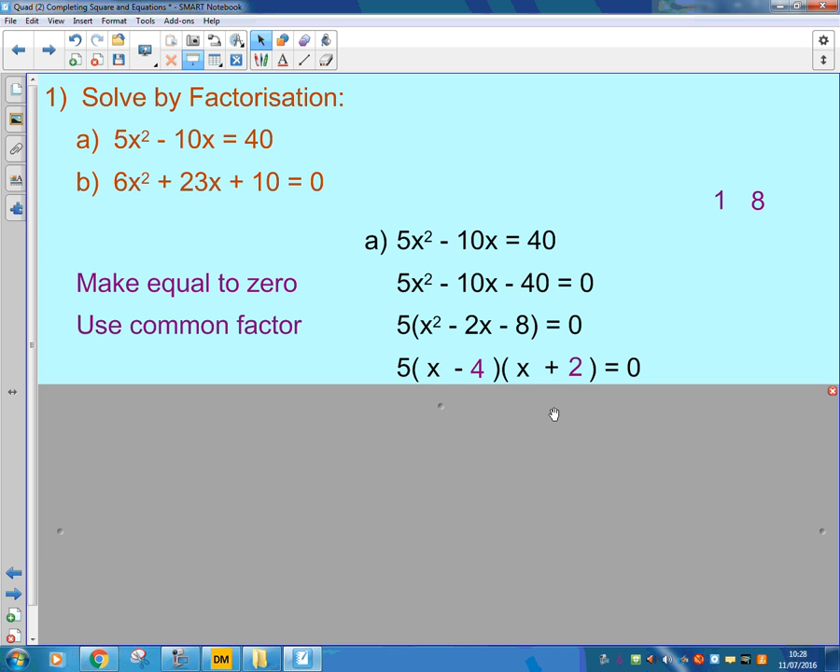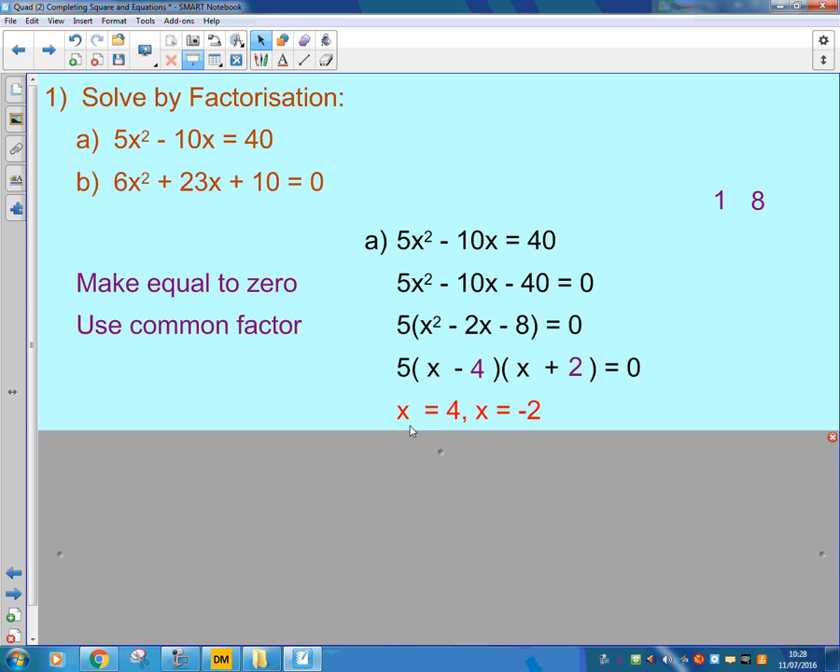Let's check it. X squared plus 2x minus 4x is minus 2x, minus 4 times plus 2 is minus 8, equals 0. Now 5 isn't 0, so x minus 4 is 0, which is x is 4, or x plus 2 is 0, gives me x equals minus 2. So x is 4 or minus 2.